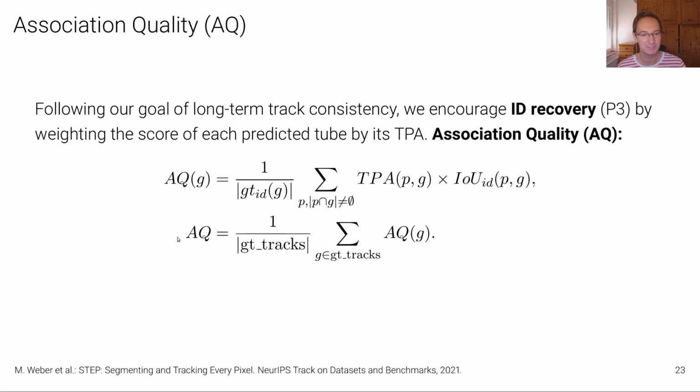So the association quality metric is then the mean over all ground truth tracks, where for each ground truth track we consider the sum over all predictions that are overlapping with the ground truth. And for this, we compute the TPA times the IoU, and we sum this all up. And this is our AQ score. The higher one tube, the best tube, overlaps with the ground truth, the better this metric will be. And if this happens for all the ground truth tubes, we will have a high score for AQ.